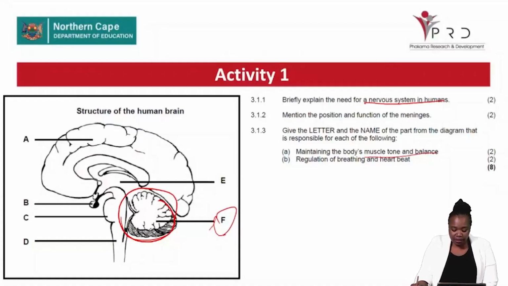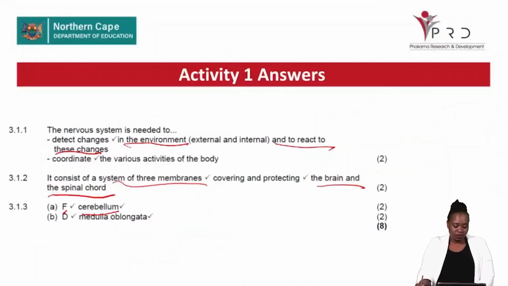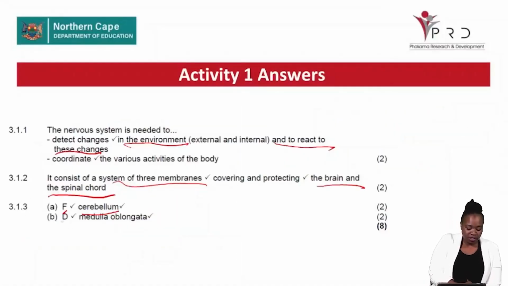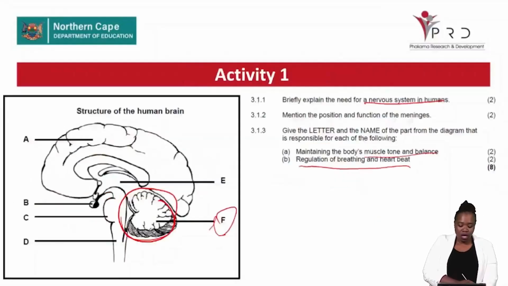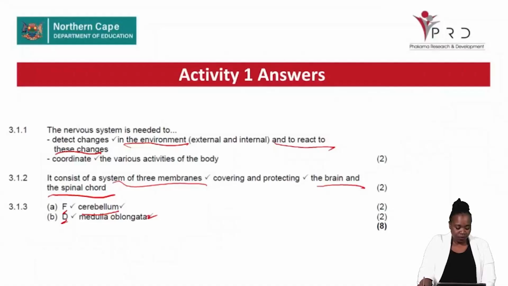Okay, and then the next one, for the regulation of breathing and of heartbeat, right? So here we are talking about involuntary actions, right? So which one controls these involuntary actions? That would be part D, which is the medulla oblongata. As we can see, the medulla oblongata is found just right there, just underneath all of those parts of the brain, underneath the cerebrum and so on.